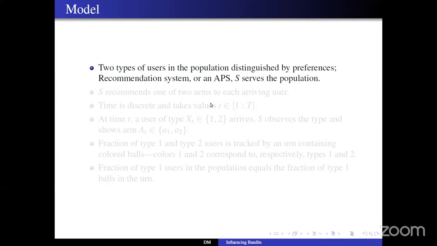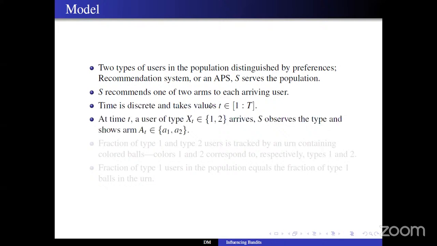We'll assume there are two types of users, the simplest that we could handle, which are distinguished by preferences. We'll assume that there's a recommendation system, which we call S, which serves this population, which has two types of people. We'll also assume that the system has exactly two arms. So S recommends one of the two arms to each arriving user. Users arrive in sequence to this system, and there's a recommendation that the system S provides to them. There are only two arms available in the system.